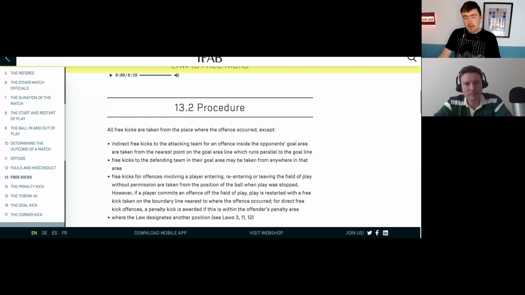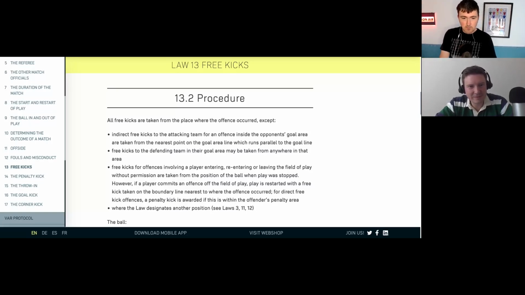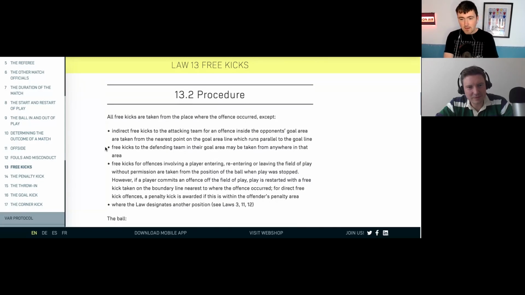The exceptions to that basic rule are an indirect free kick to the attacking team for an offence inside the goal area, which is the 6-yard box. So if something happens inside the 6-yard box that requires an indirect free kick, mostly picking up a back pass, then that is taken from the nearest point on the edge of the 6-yard box. So you can't, for example, get an indirect free kick on the line, which I suppose makes sense. So it would be at the nearest point to the 6-yard box from where it happened.